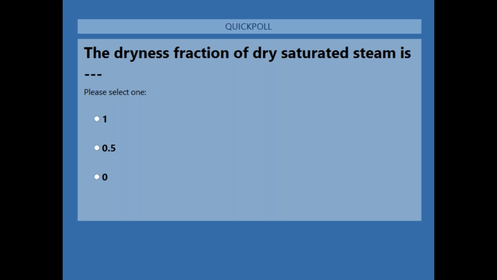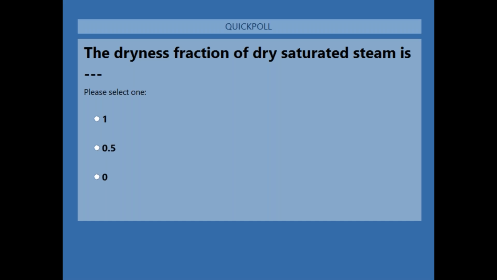So if you remember our discussion which we had about the dryness fraction, I told you that the dryness fraction ranges from 0 to 1. Okay, the dryness fraction ranges from 0 to 1. And the dryness fraction concept talks about how dry the steam is, right? It talks about how dry the steam is.